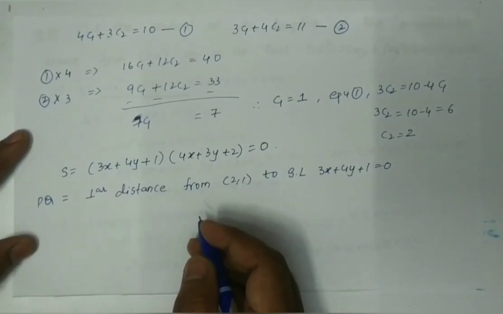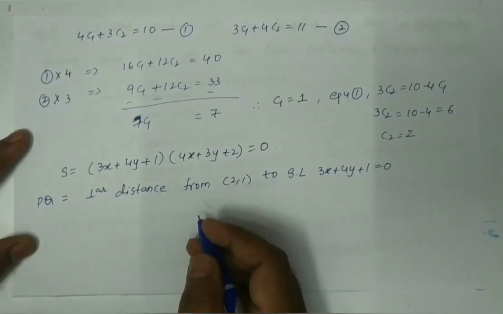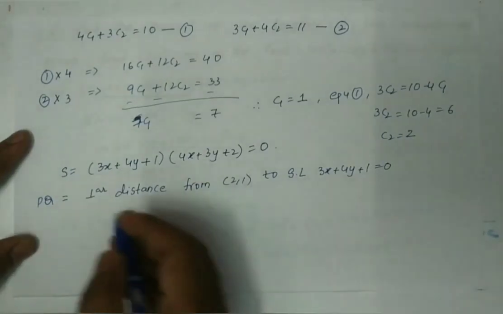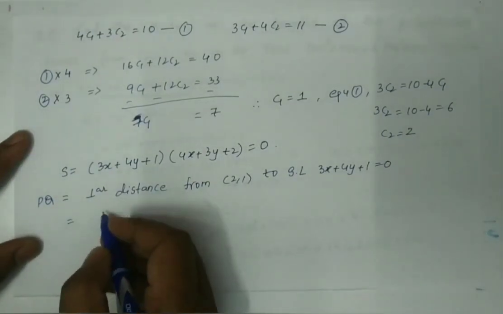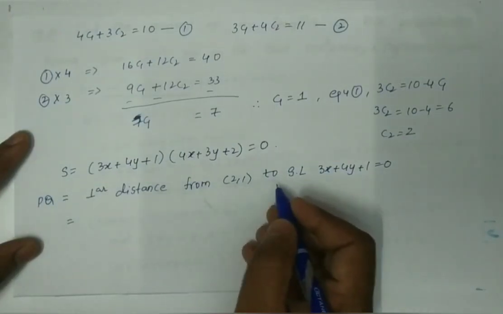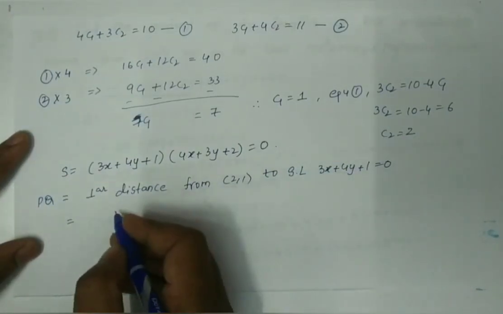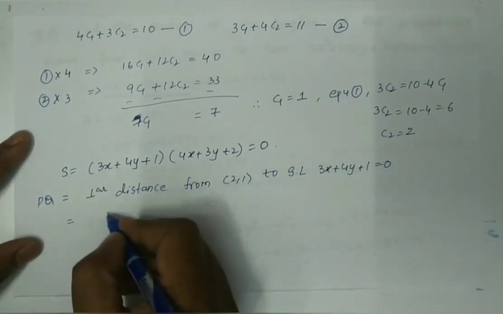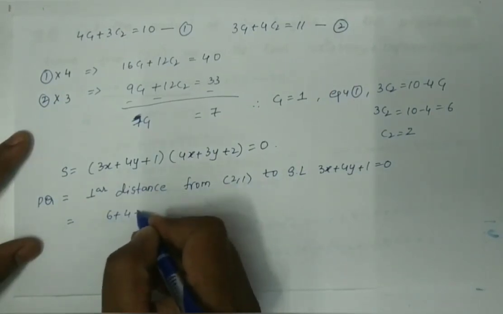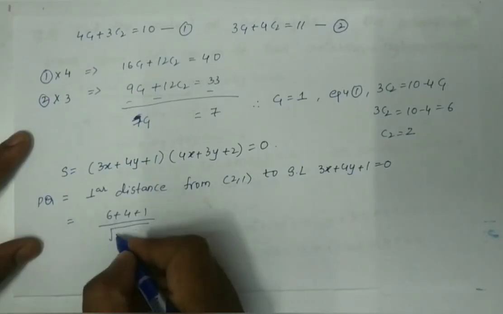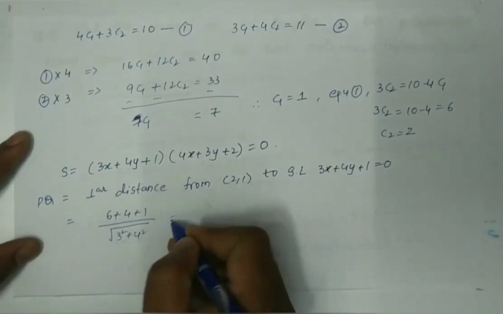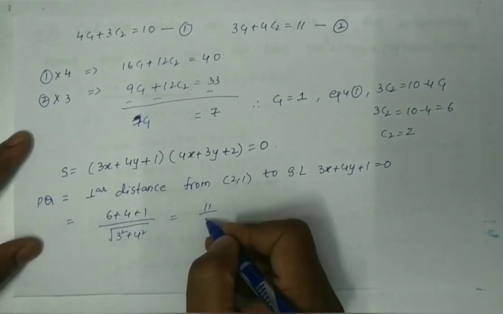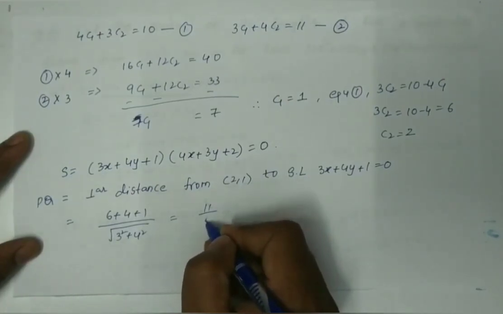Okay, so already we know the formula for finding the perpendicular distance from the point (x1, y1) to the straight line ax + by + c = 0 is given by (ax1 + by1 + c) by under root of a² + b². Okay, so now let us use that formula. Perpendicular distance from the point (2, 1) to the straight line 3x + 4y + 1 = 0 is 3 into 2, that means 6 + 4 + 1 divided by under root of 3² + 4², which is nothing but 11 by under root of 25. Root 25 is nothing but 5.